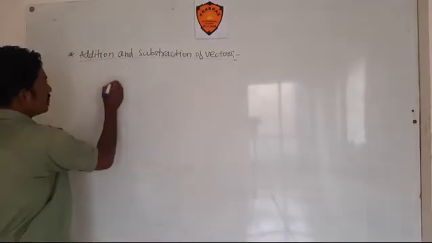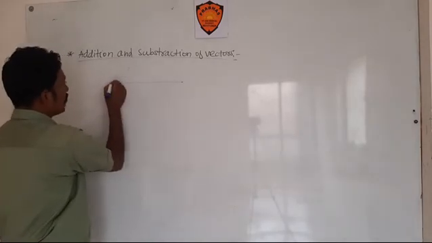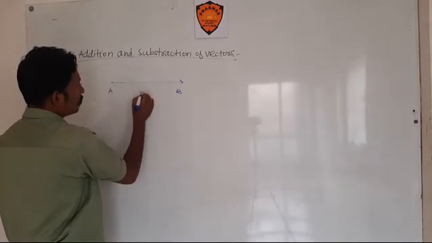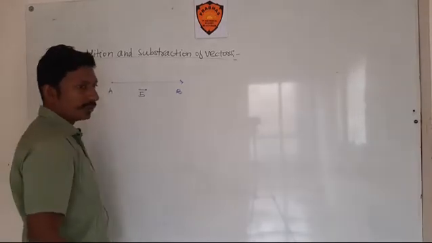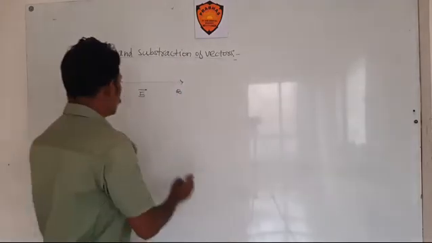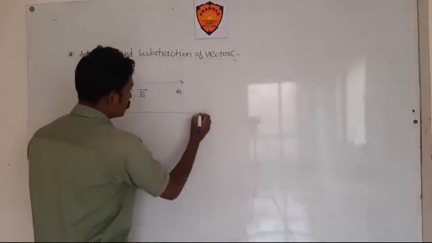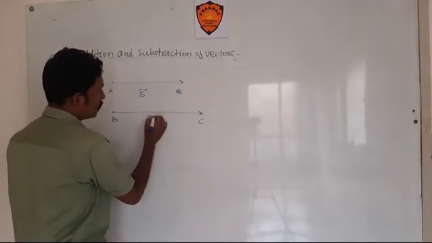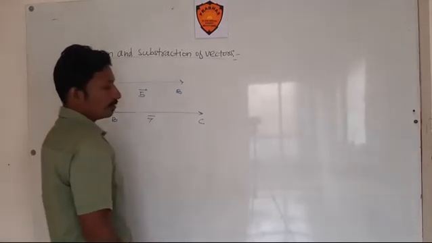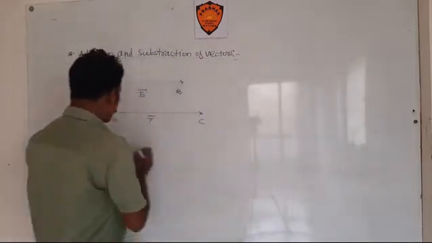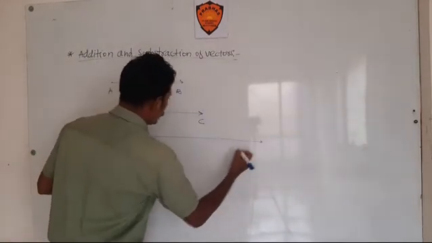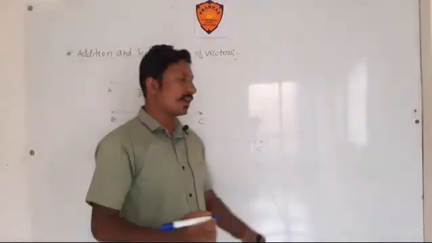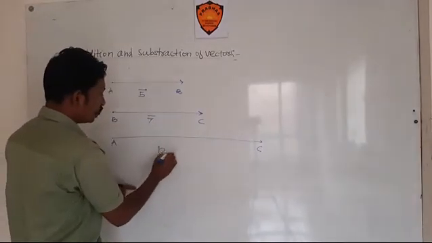Suppose this is one vector AB bar, magnitude is 5. This is another vector BC bar, magnitude is 7 units. The resultant vector is AC bar. The resultant vector AC bar is equal to 5 plus 7, that is 12 bar.